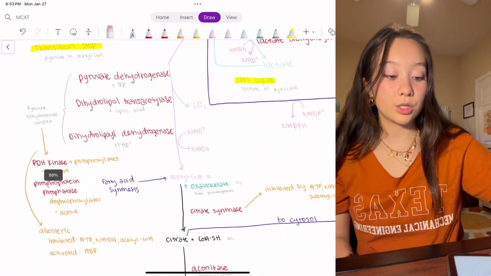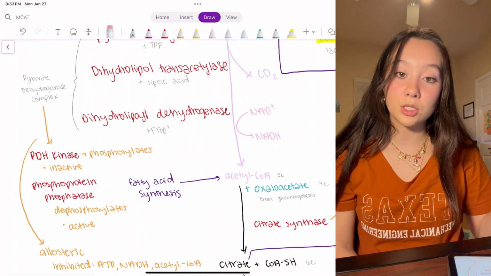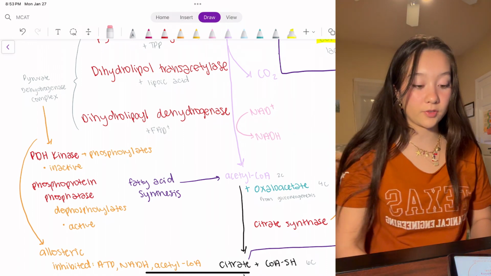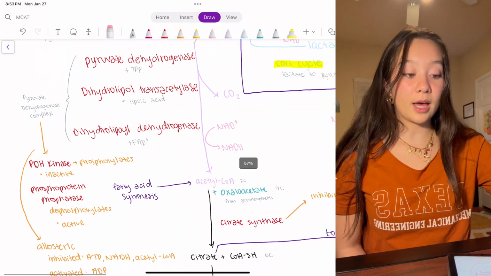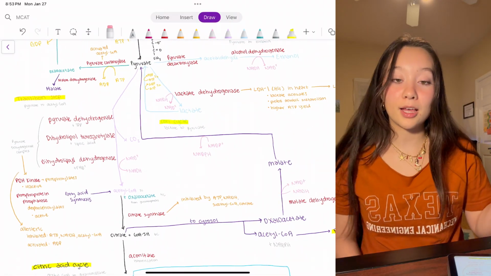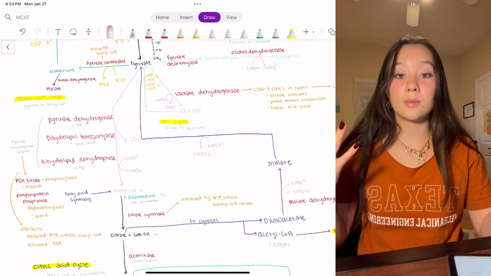Remember, these two enzymes here for the transition step are covalent control because they will be adding a phosphate and taking off a phosphate. But other than that, the most important thing to remember is that most likely a high amount of products will inhibit that enzyme.